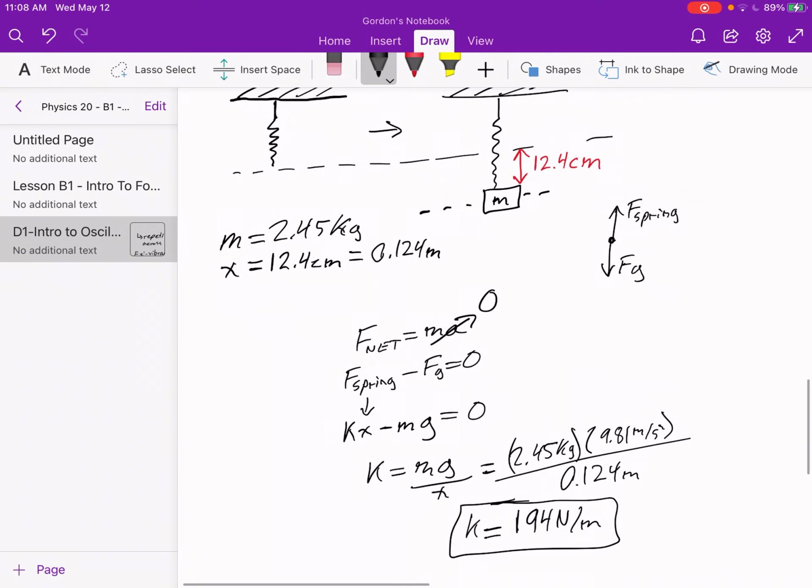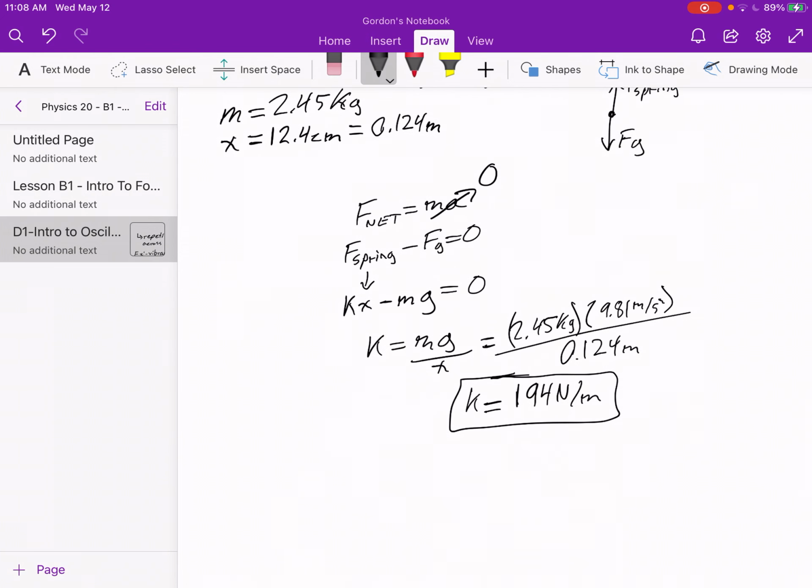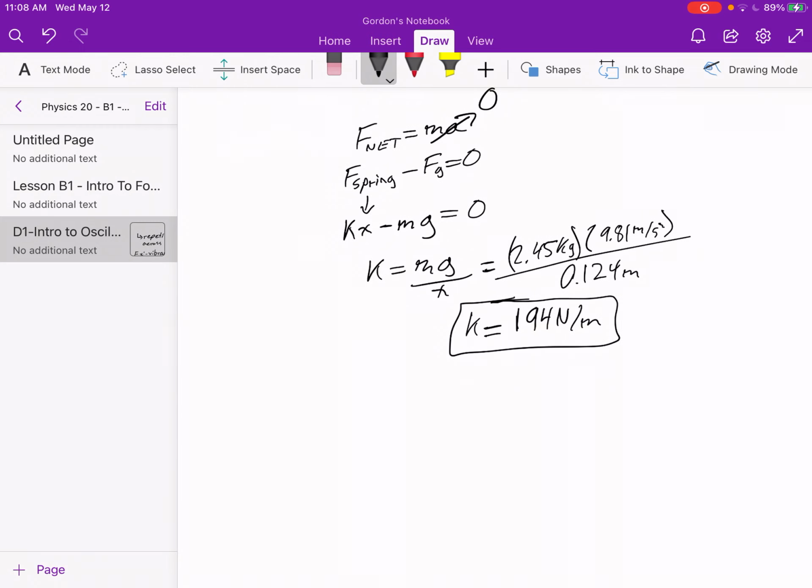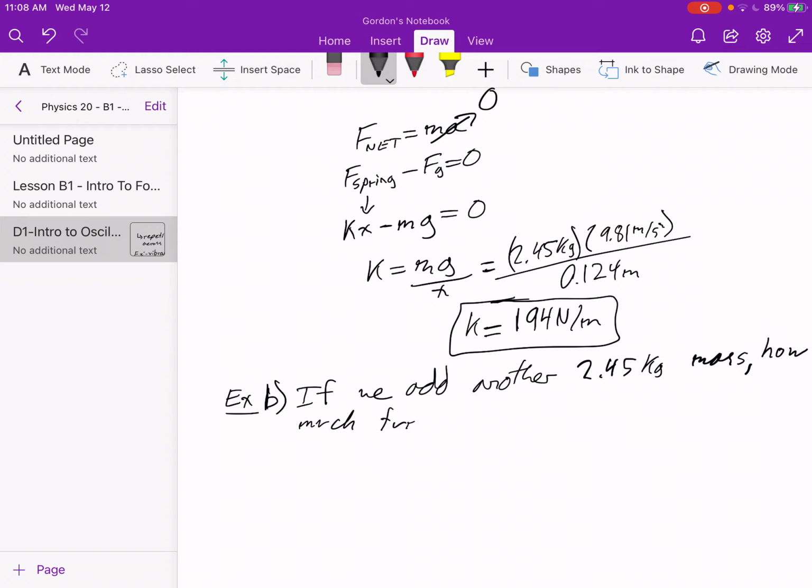Really, it's just a simple sort of free body diagram situation. It's just that we have a new force that we're talking about here. We're talking about the spring force. If we had a second part to this question, let's say if we add another 2.45 kilogram mass, how much further will it stretch?